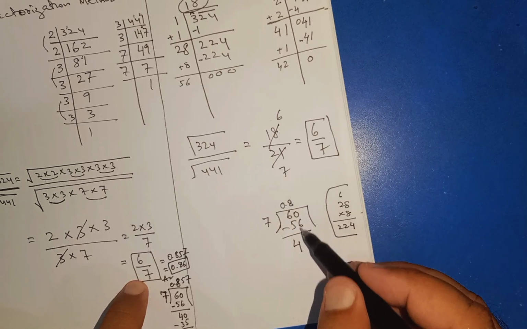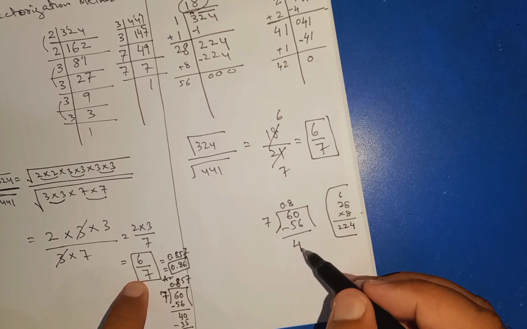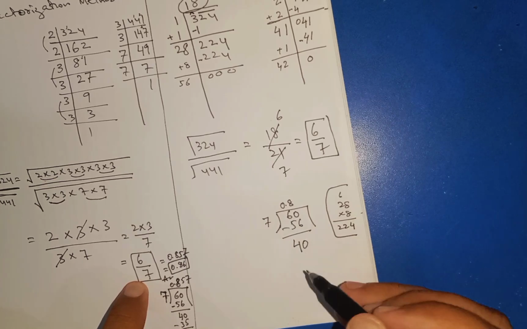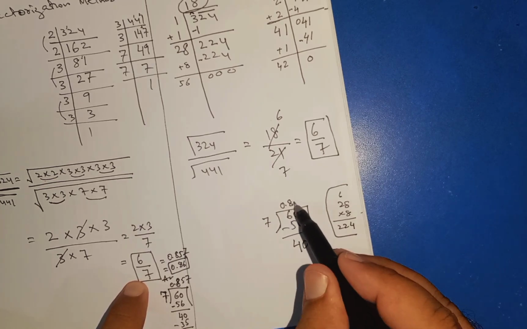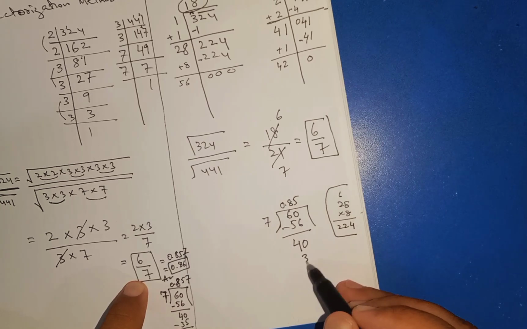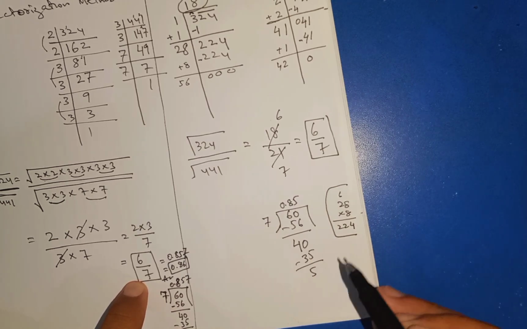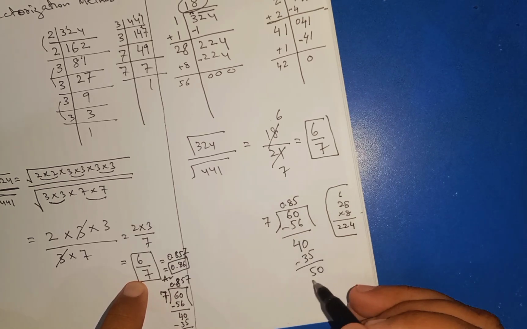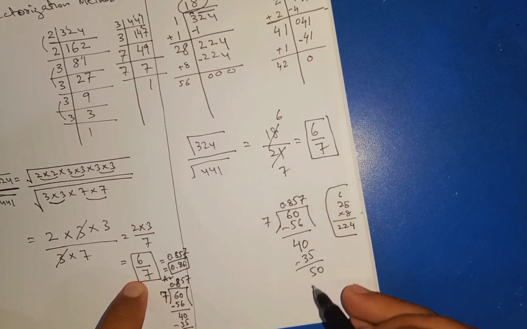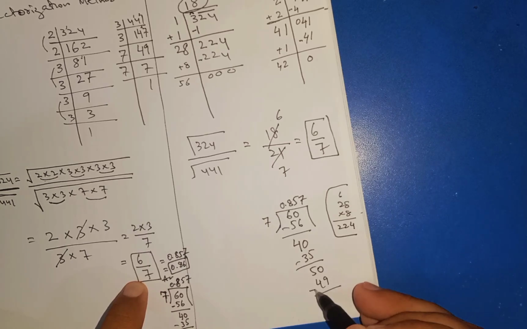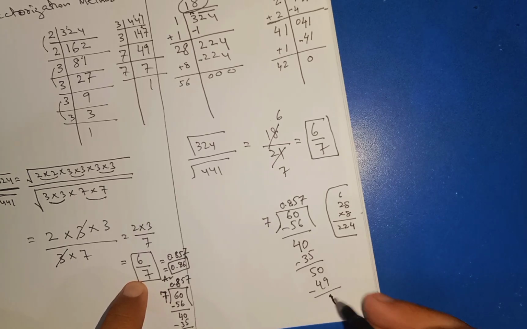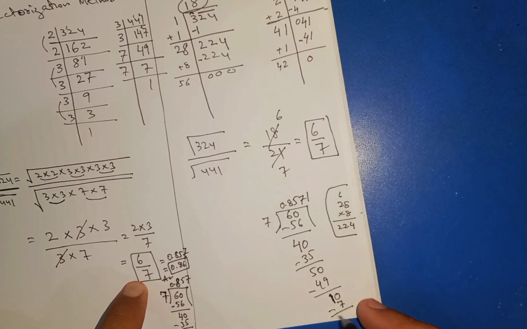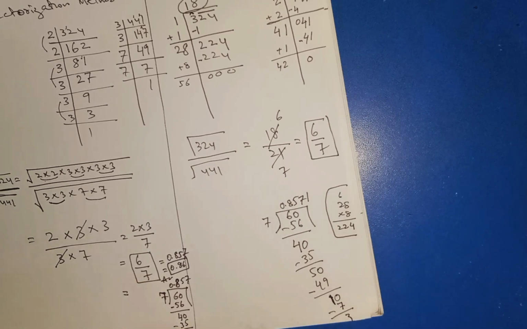Now the point is there. We are allowed to write a 0. So it's a 40. 5 7s are 35. Now we are left with 5. The point is there. We can write 0. So it's a 50 now. 7 7s are 49. I can write 49 here. Still we have 1 left. I can write 0 and then 1, 7 is 7. So it goes on and on. So it's like a non-terminating number.